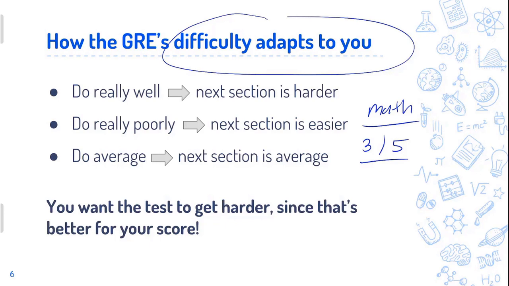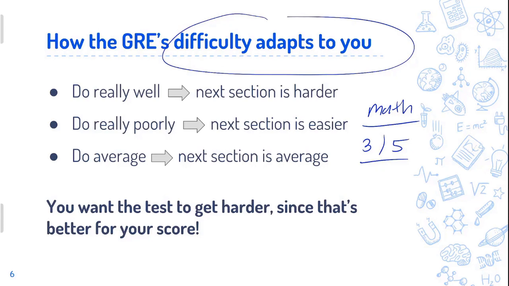Scenario 2, let's say you only got 5 or 6 questions correct in the first math section. Now the second math section will be easier on average than the first. This is not good for your score, but you'll probably be able to figure out more of the questions in that second section.